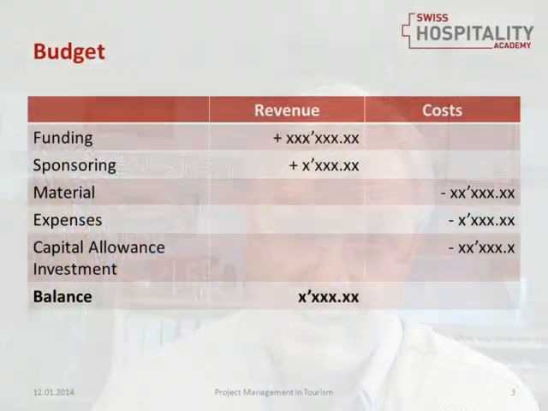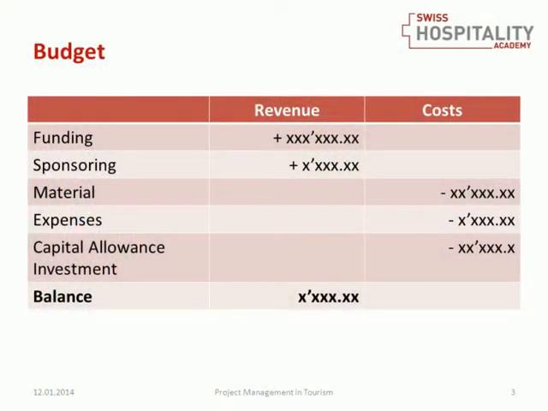What I don't want to go into too much detail is the budgeting of projects. You see here just one simple example, because a project budgeting is much simpler than a bookkeeping. You have revenue on one side, which is typically the funding of the project. Sometimes you have sponsors, that's the plus side, the income, the revenue. And on the other side, you have the costs, the expenses, which is typically much bigger than the revenue, or a project typically during the project phase doesn't create revenue.